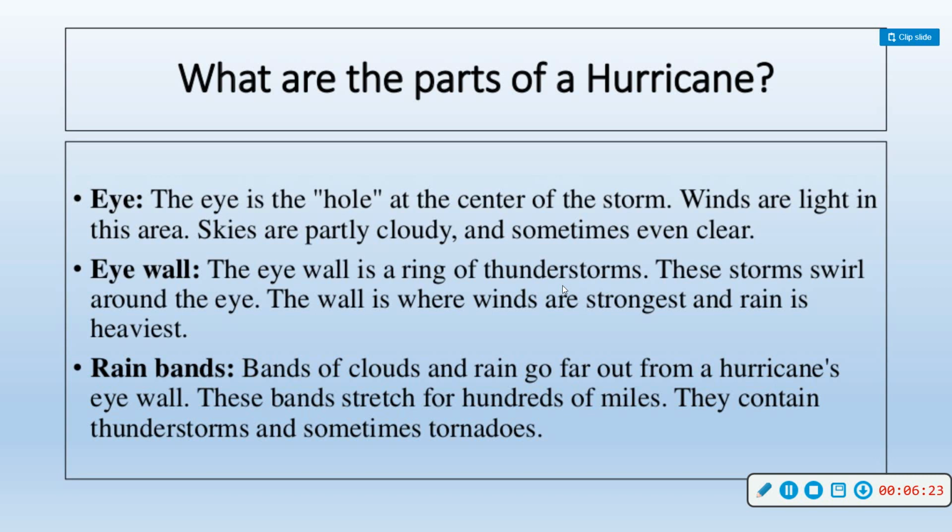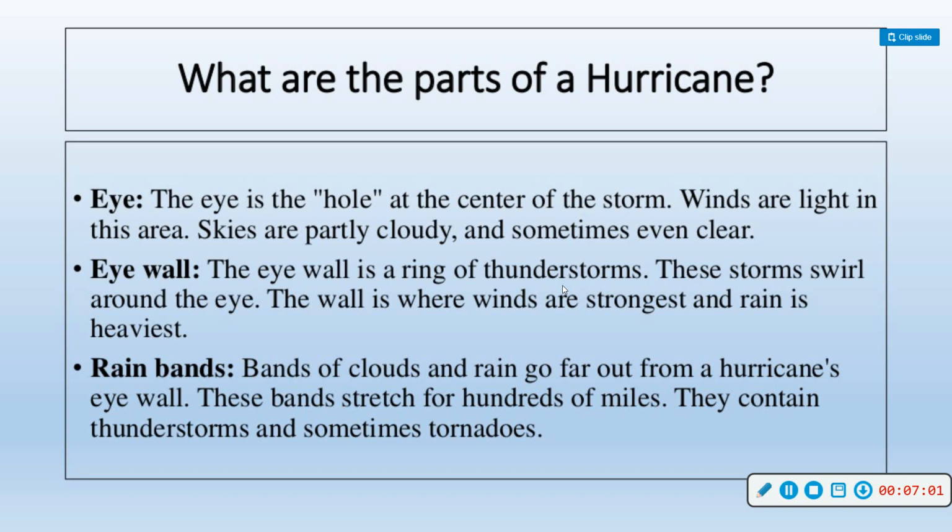Okay, and then characteristics are swirl around the eye. Your example, a rain band. Non-examples? Eye. I almost put the eye. Okay, next word, rain bands.